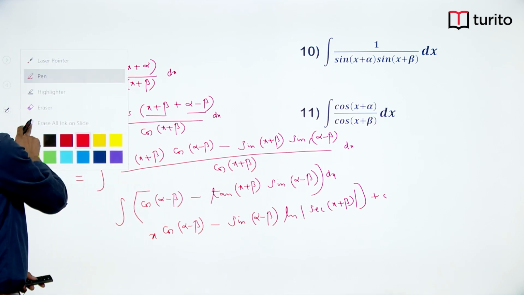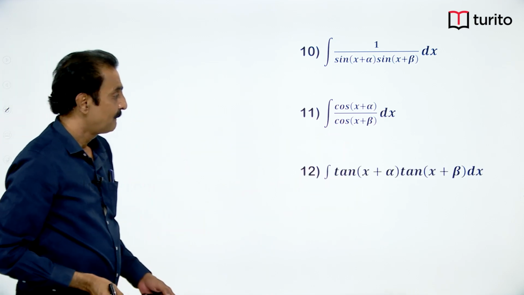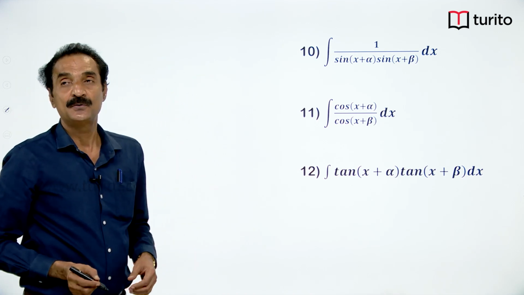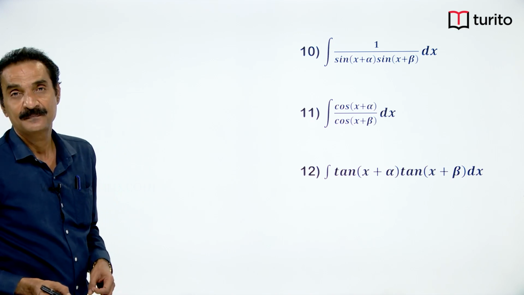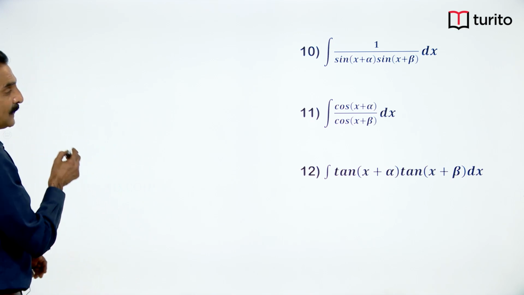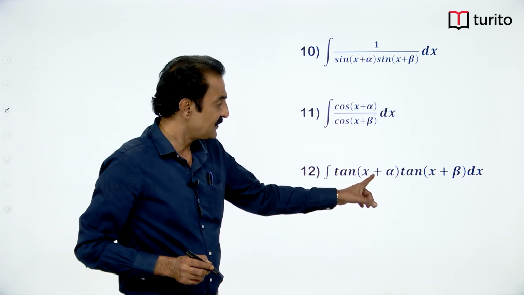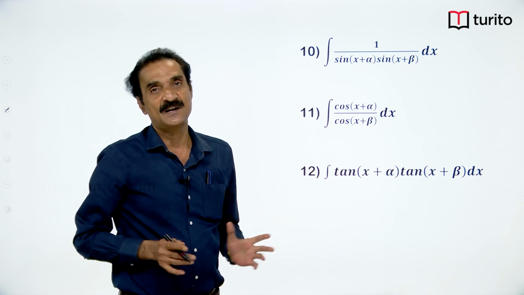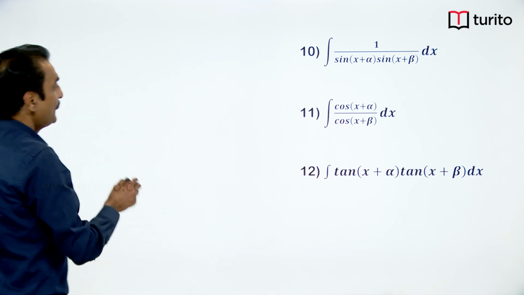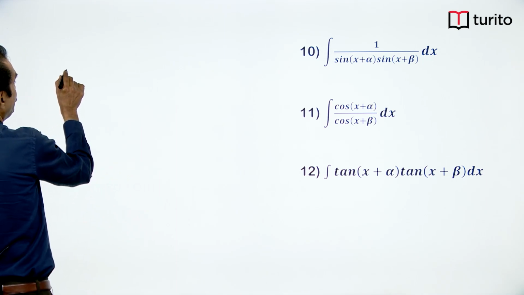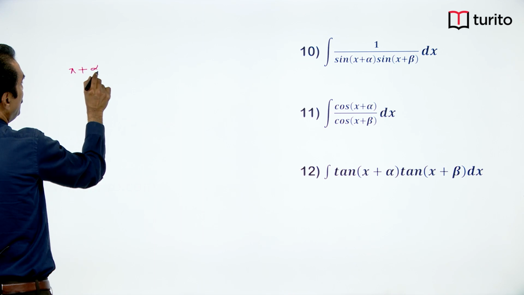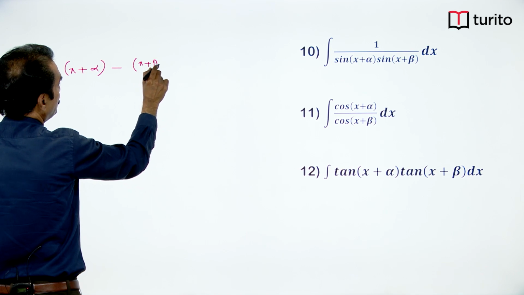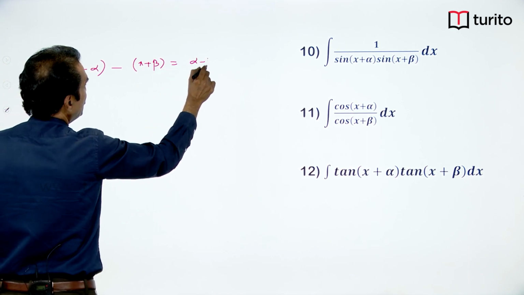Next question. Integral tan x plus alpha into tan x plus beta. How to decompose? First observe that the difference between x plus alpha and x plus beta is a constant, alpha minus beta. So, I will take x plus alpha minus x plus beta is equal to alpha minus beta.